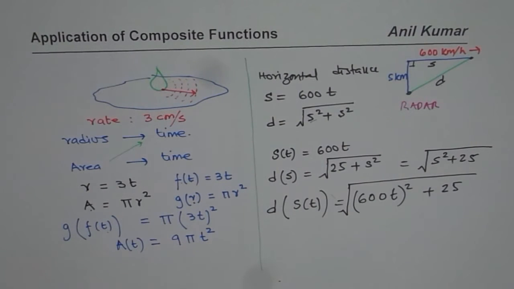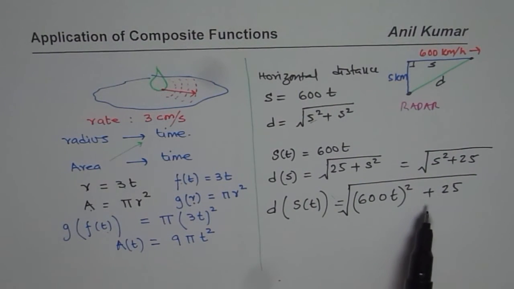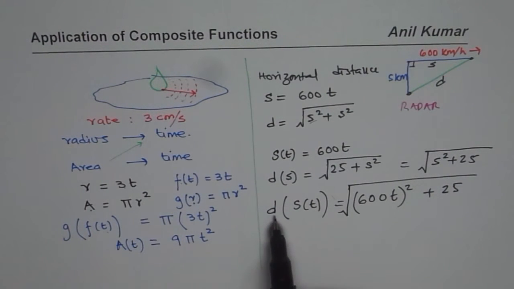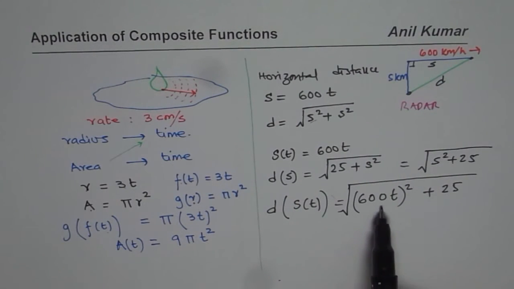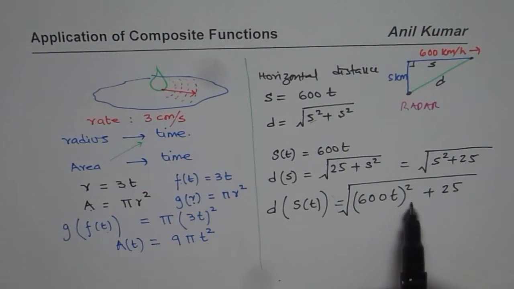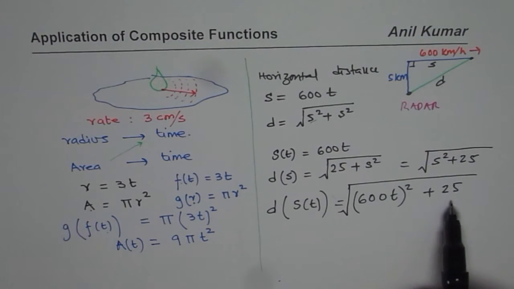So now the function which you get is in terms of time. And how did we get it? We got it with the help of composition of functions. So distance of aircraft from the radar as a function of time can be given as square root of 600t whole square plus 5 square, or 25.